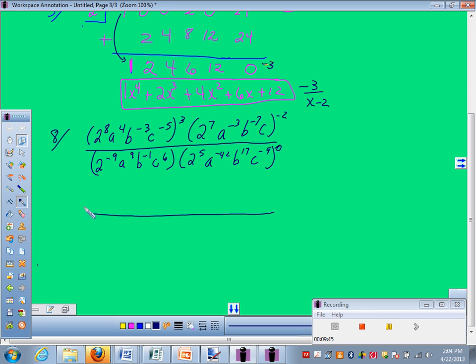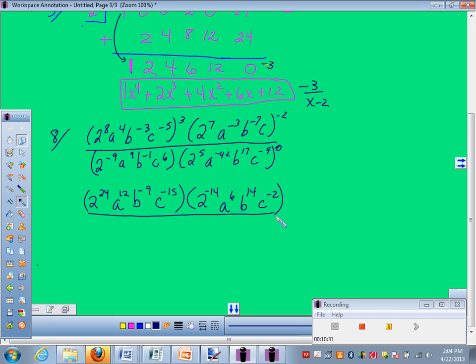Okay, so that becomes 2 to the 24th, because remember, you never change the base. Never change the base. So, that means my A's are going to be what? A to the 12. Keep multiplying by 3, you'll have B to the negative 9 and C to the negative 15. And then, taking it to a power, you'll have 2 to the negative 14th, A to the 6th, B to the positive 14, and C to the negative 2.